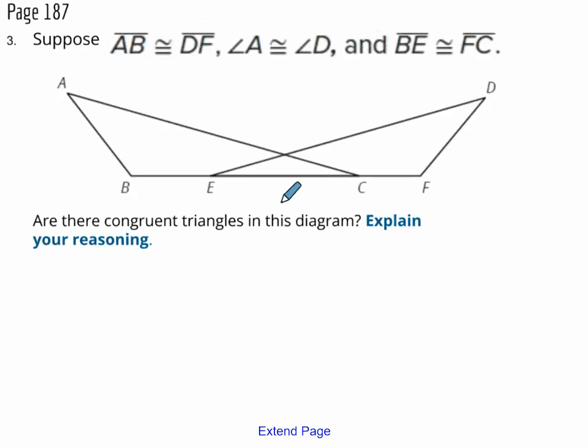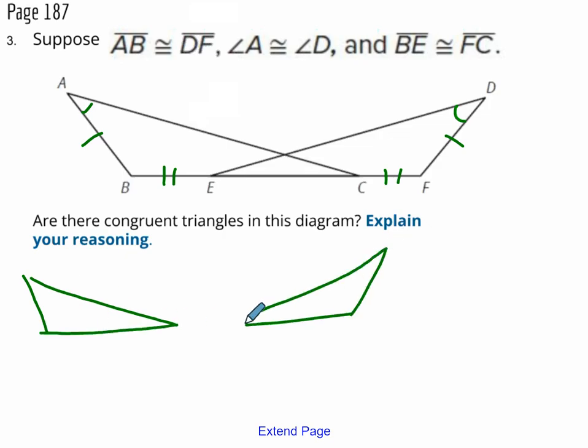Okay, another one. So suppose AB equals DF, and angle A equals angle D, and BE equals FC. Do I have congruent triangles here? Well, if I redraw it really briefly, like this, I've got A is the same as D, AB is the same as DF, but the bottom side is BC and EF. And are those two the same?